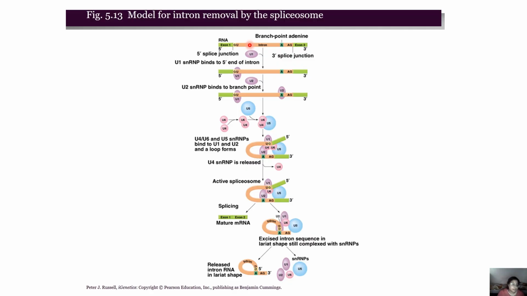Now, this is a model for intron removal by the spliceosome. If you check, this is a branch point adenine, 3' splice junction, 5' splice junction. U1 snRNP binds to the 5' end of the intron. U2 snRNP binds to the branch point, and U4, U6, and U5 snRNPs bind to U1 and U2, and the loop forms. U4 snRNP is released, active spliceosome, mature mRNA, excised intron sequence in lariat shape, still complexed with snRNPs. It's the released intron RNA in lariat shape.